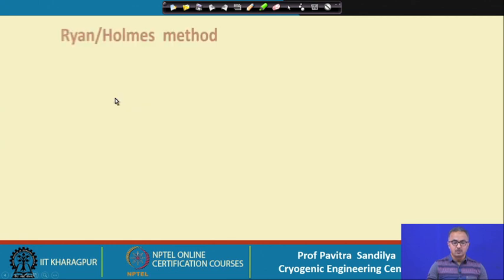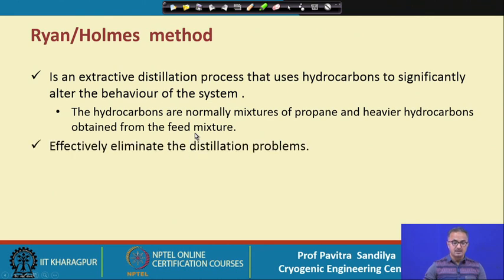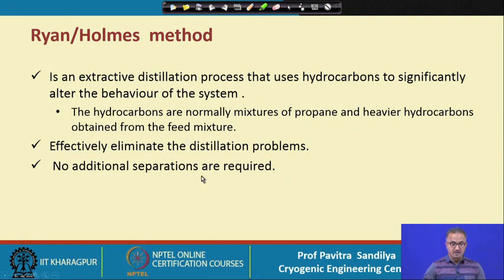Ryan-Holmes is quite popular, and this is a typical method, an extractive distillation process that uses hydrocarbons to significantly alter the behavior of the system. The hydrocarbons are normally mixtures of propane and heavier hydrocarbons. They are obtained from the feed mixtures, and they can effectively eliminate distillation problems, and no additional separations are required.